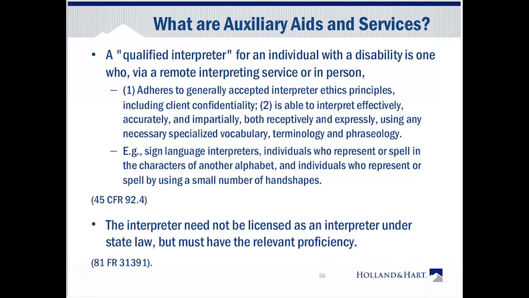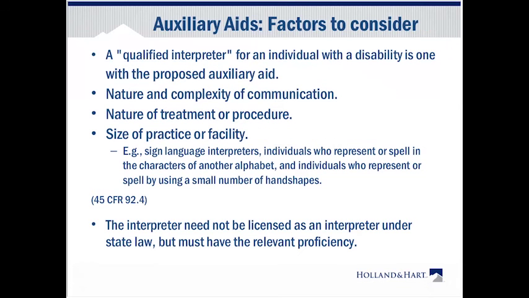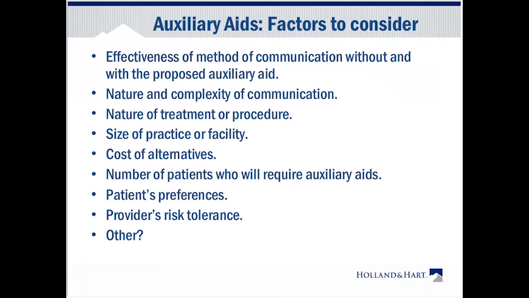So as an example, sign language interpreters are one type of a qualified interpreter, but you could also have an individual who spells in the characters of another alphabet or who represents or spells by using a small number of hand shapes. Those are examples that were actually given in the rule. So just as it is with the LEP, the interpreter doesn't have to be licensed, but they must have the relevant proficiency. Some other factors to consider when determining which type of aid you'll be providing.